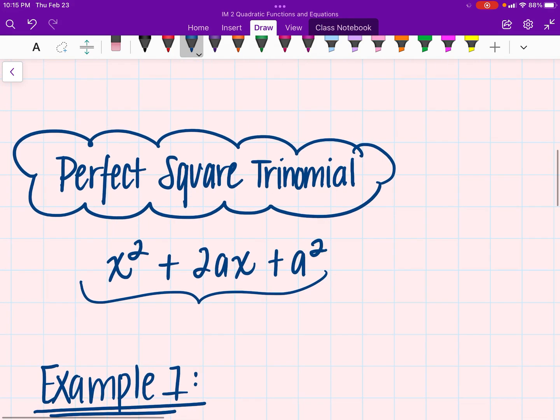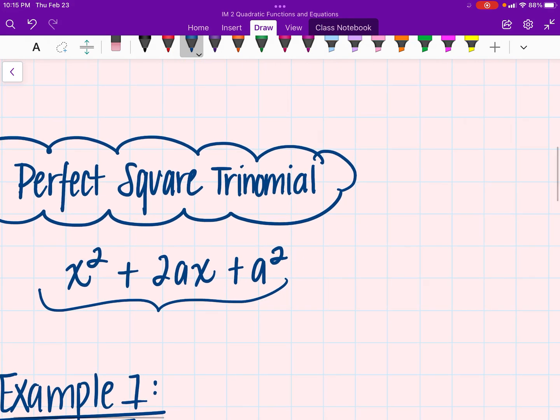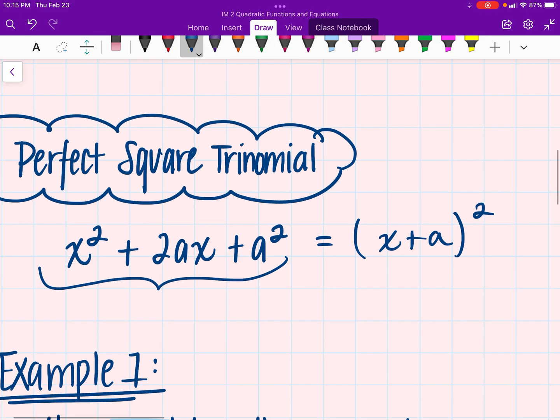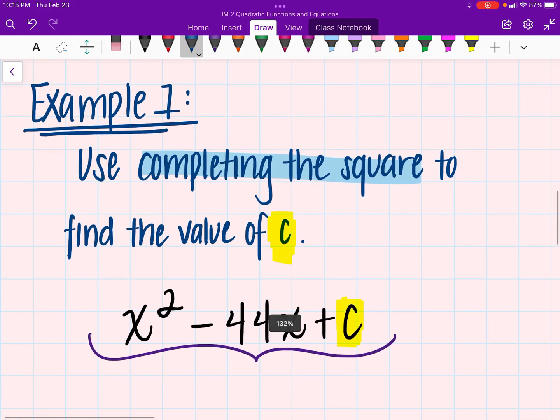The reason behind this is that whenever we're completing the square, since we are rewriting this in vertex form, there is going to be a binomial that's squared. It's going to follow more or less this format, where if we were to use the diamond method on the expression or equation, we would be able to express the perfect square trinomial as a squared binomial. So let's take a look at example number 1.